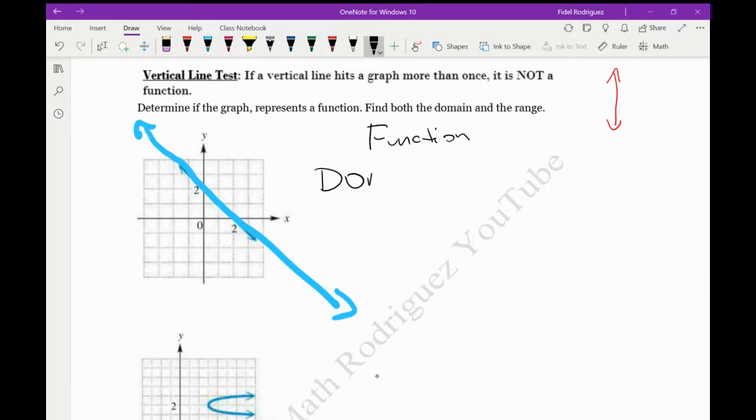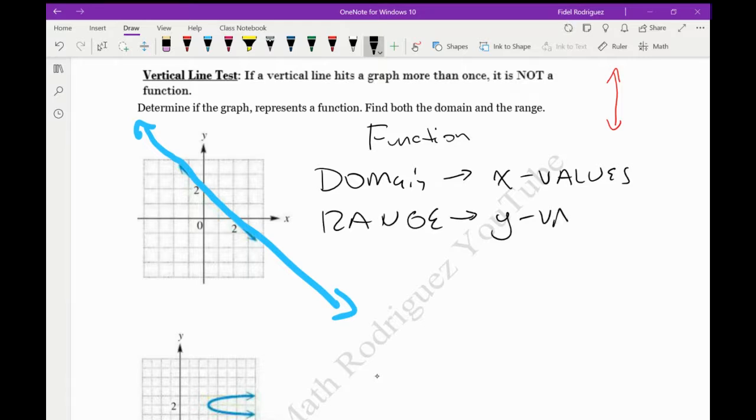So remember, the domain, y'all, refers to the x values, and the range refers to the y values, right? So when I'm trying to figure out the domain and the range, and I just have a picture, like I have a graph, the idea is if this is my x-axis, right?